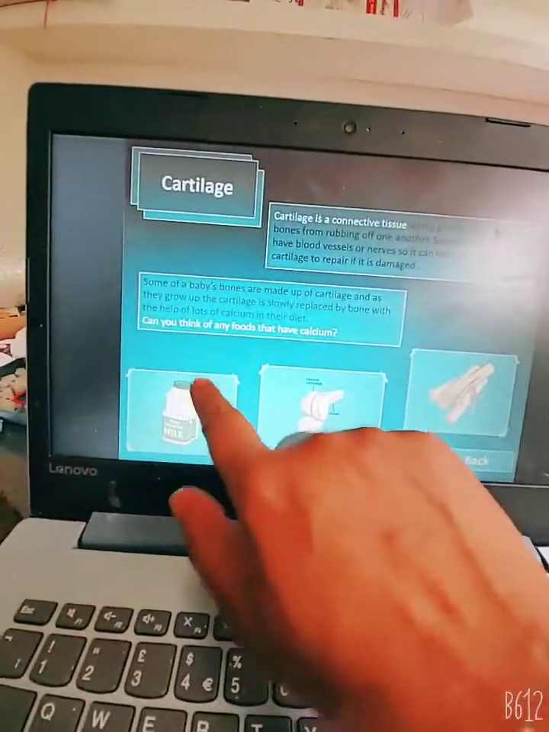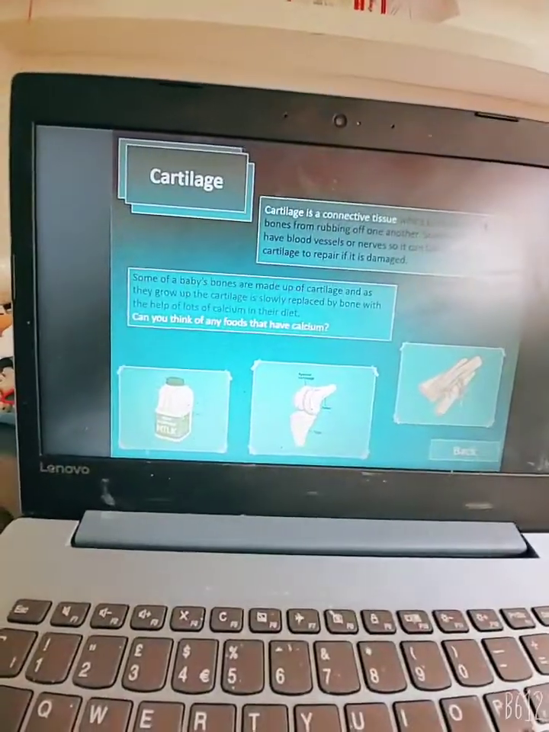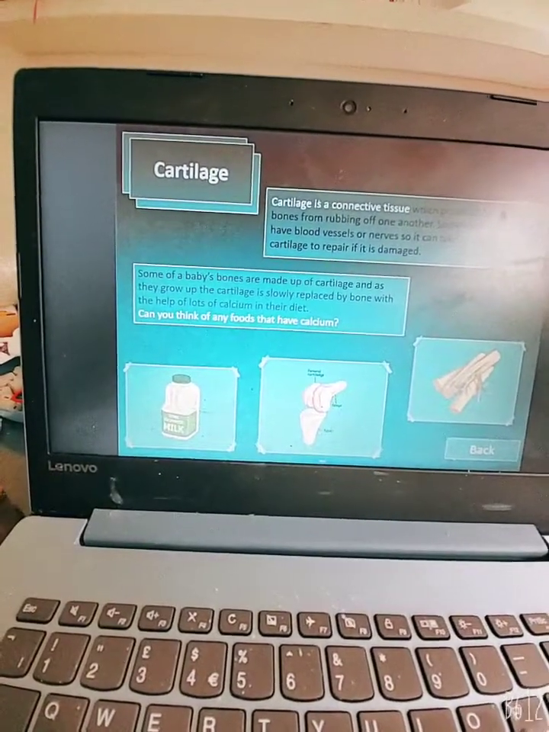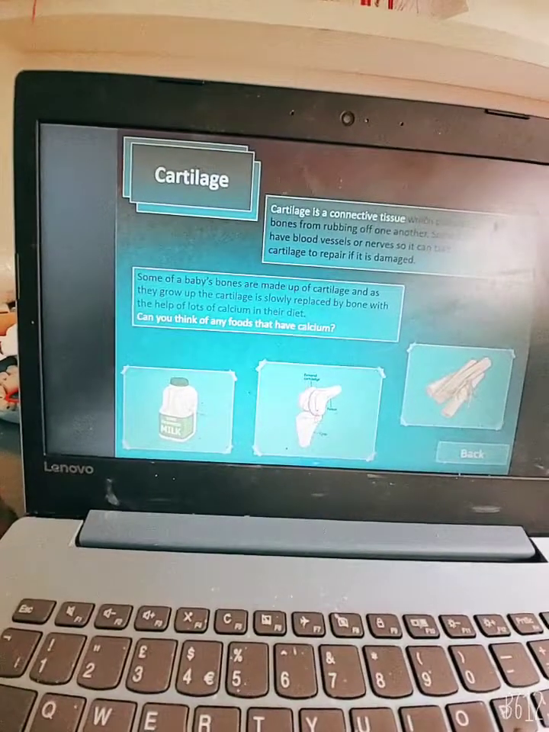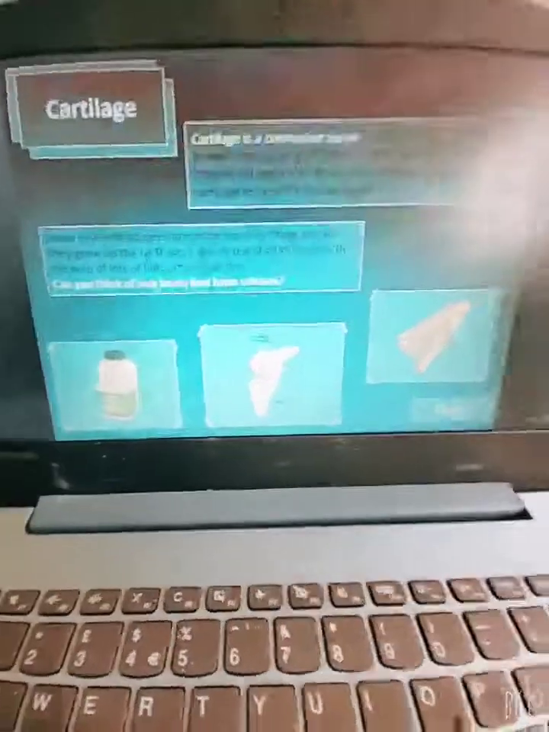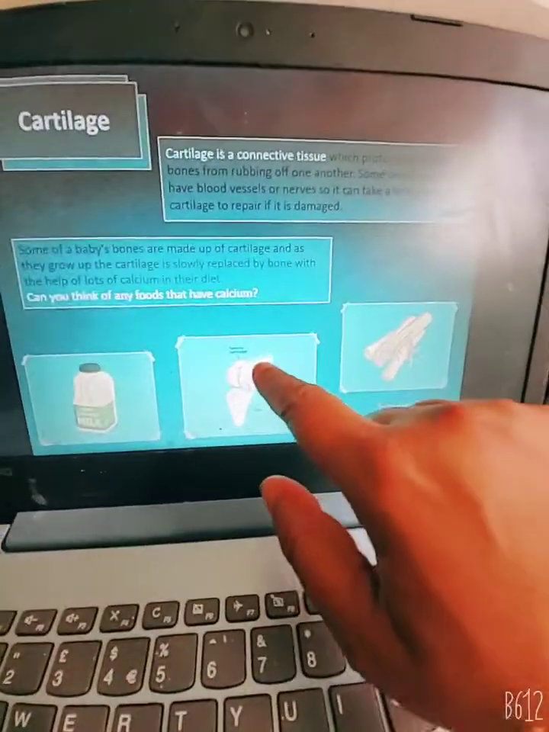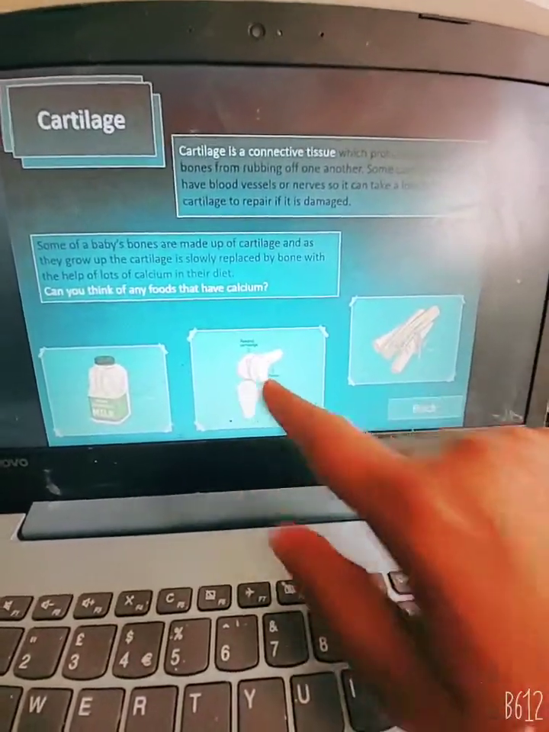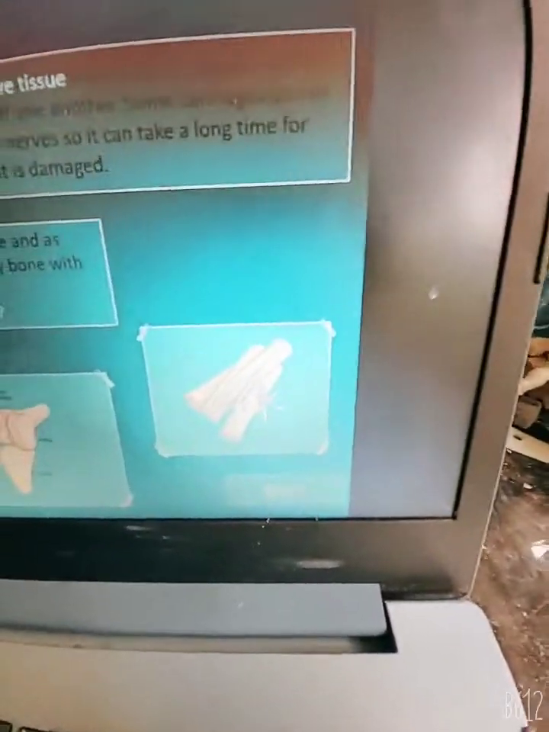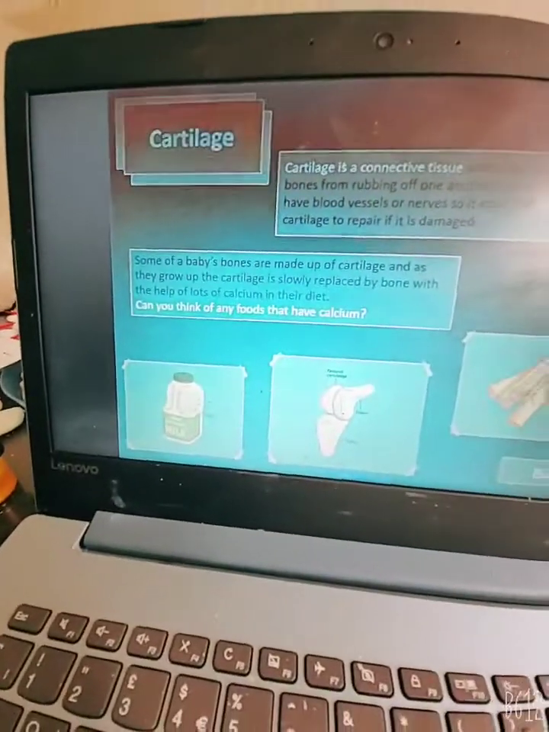Milk has a lot of calcium, isn't it? So bones also contain cartilage. You see, the bones contain calcium. You can see there is cartilage in between this femur and tibia. You can see the cartilage is there. Cartilage looks like this. Okay, so this is about cartilage.